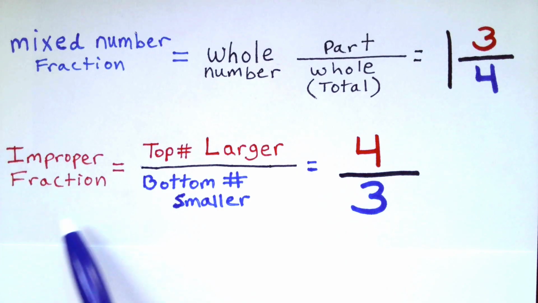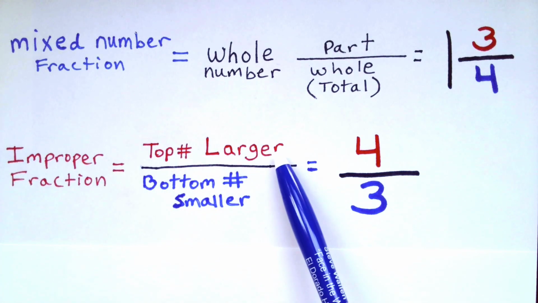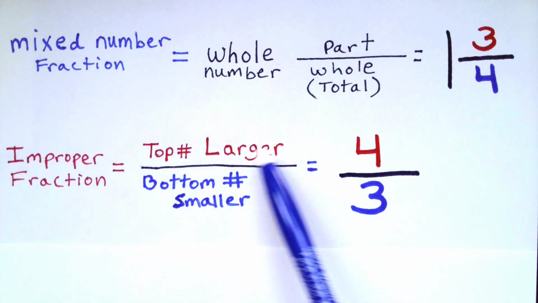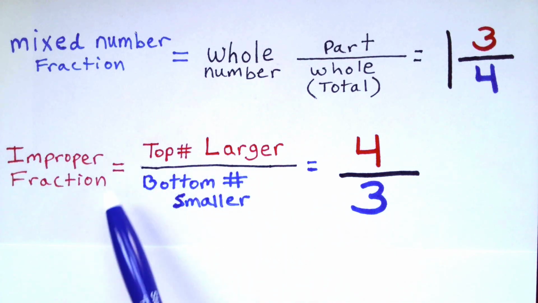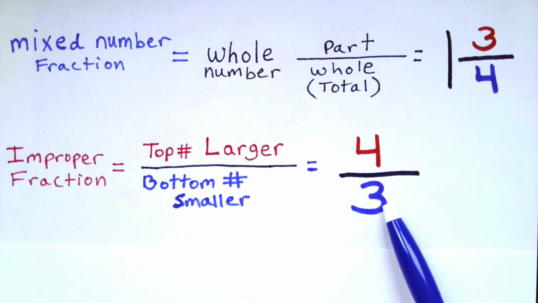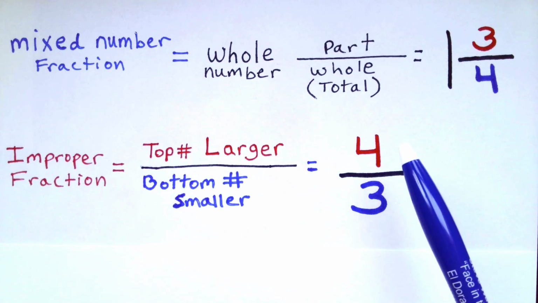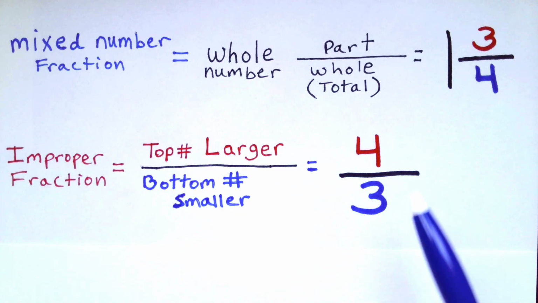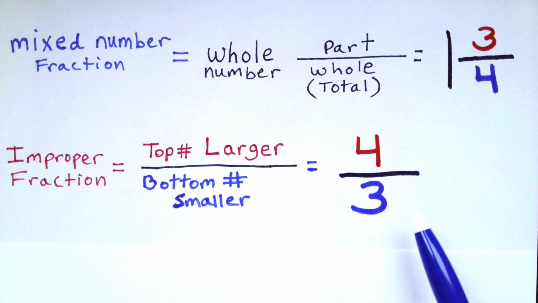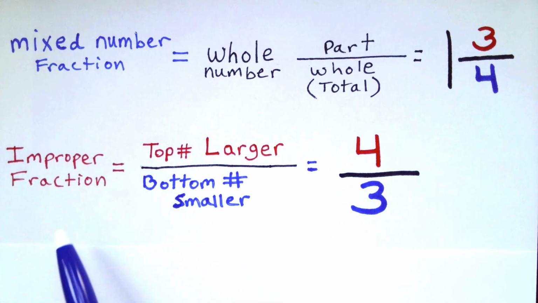So let's look at the improper fraction, right? The improper fraction, you have a top number, the part is larger, as shown here with the number 4, than the bottom number, which would be smaller, shown here by the 3. So when you have a fraction that's top heavy, 4 on top is larger than the smaller number on the bottom, 3, that is called an improper fraction.